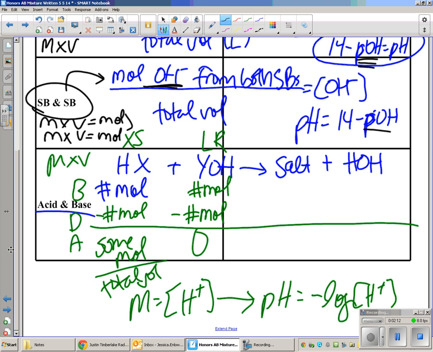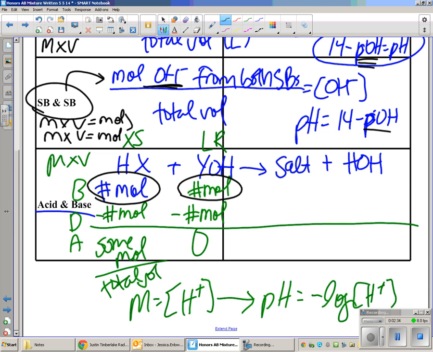Last type, so these are the four main types of mixture problems. This last one is a little bit hard because you actually have to do a reaction first. And this reaction requires you to find limiting reagent and excess reagent. So I try to make an example with green colors and blue colors. You've got moles of acid. How do you get moles? You do M times V. You get moles of base.